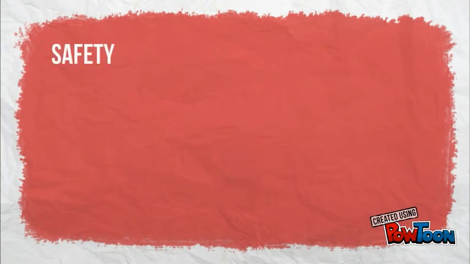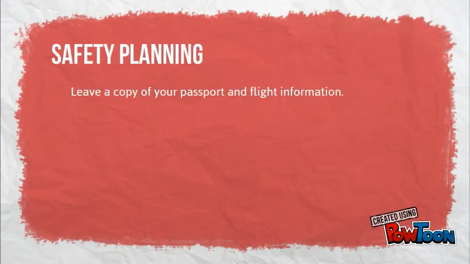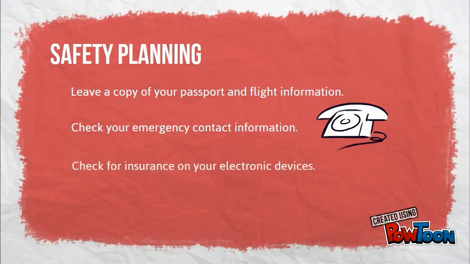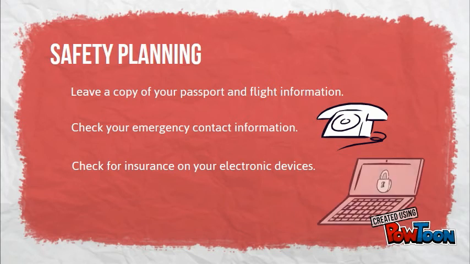When planning for your trip abroad, your safety should be one of your top priorities. Before leaving on your trip, you should make sure to take a few precautions. Be sure to leave a copy of your passport and flight info with family. If something goes wrong and this information is misplaced or stolen, it is helpful to have copies on hand. Additionally, make sure that your emergency contact info online is filled out correctly. It is important in case of emergency. Check with your homeowner's or renter's insurance to see if laptops and electronics are covered. This can be important if they are missing or stolen.